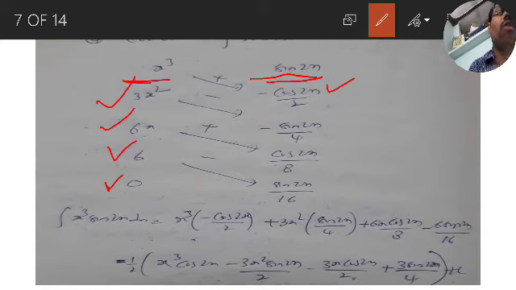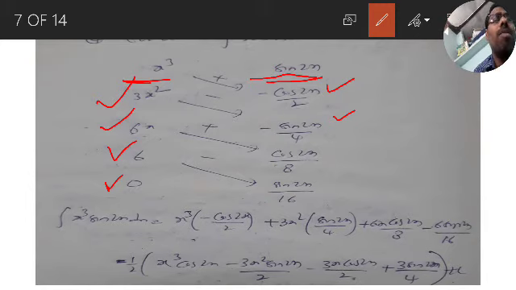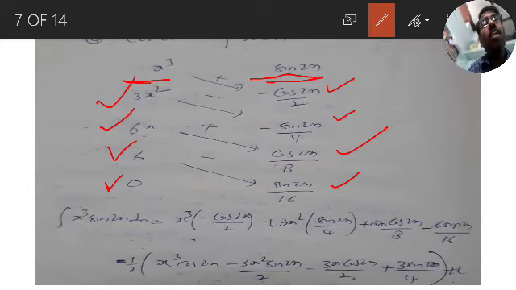Now minus 1 by 2 outside, cos 2x integration is sin 2x by 2, 2 into 2 is 4. So further integration is minus sin 2x by 4. Again here minus 1 by 4 outside, sin 2x integration is minus cos 2x by 2, minus into minus is plus, 4 into 2 is 8. Therefore cos 2x by 8. Again next integration is sin 2x by 16. So for sin 2x we successively find the integrations.